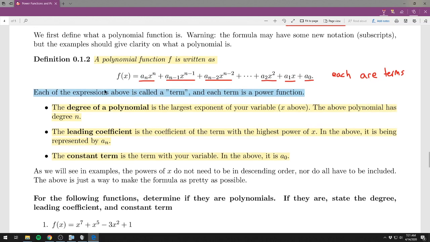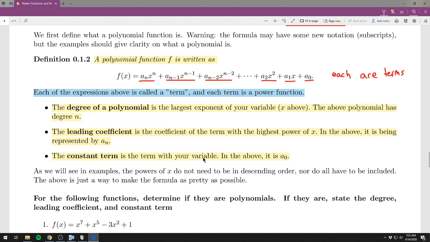Now, the important definitions of a polynomial. The degree of a polynomial is the largest exponent. It doesn't necessarily have to be in front, which we'll see. It is the largest exponent. The degree is very important. The leading coefficient is also very important. The leading coefficient is the coefficient of the term with the highest power of x. Meaning, if you have found your degree, the number that's being multiplied by it, that's the leading coefficient.